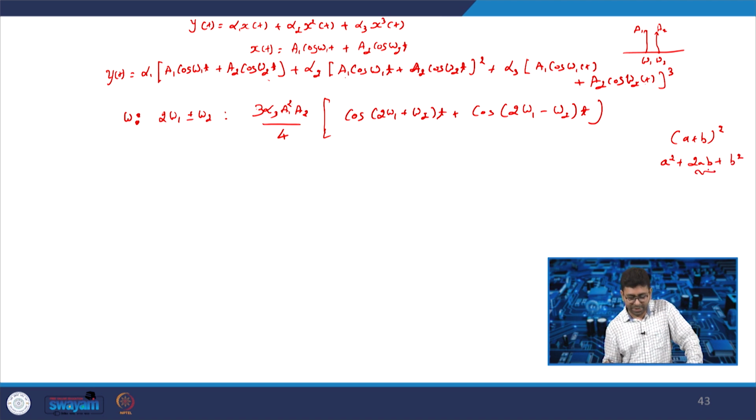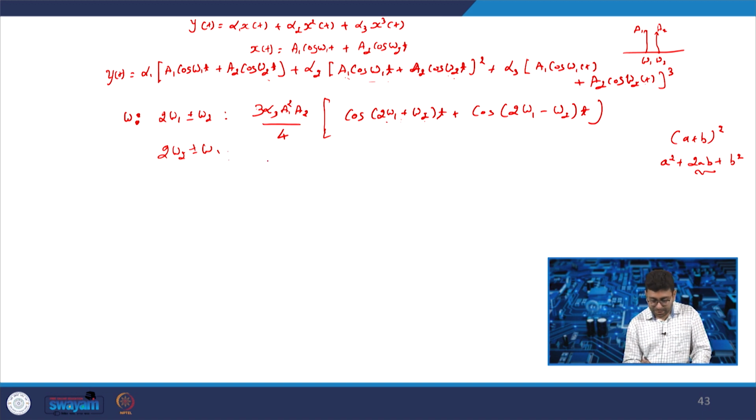So, because of this 2ab you will have a1 cos omega 1 t and another is a2 cos omega 2 t. So, omega 1 minus omega 2 will come because of this, but because of this cube you will have this component 2 omega 1 plus or minus omega 2 t, and its amplitude is given by 3 alpha 3 a1 square a2 by 4, and you can also get another term 2 omega 2 plus or minus omega 1.